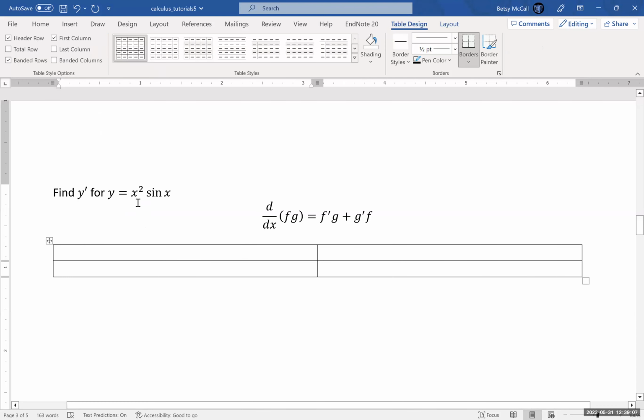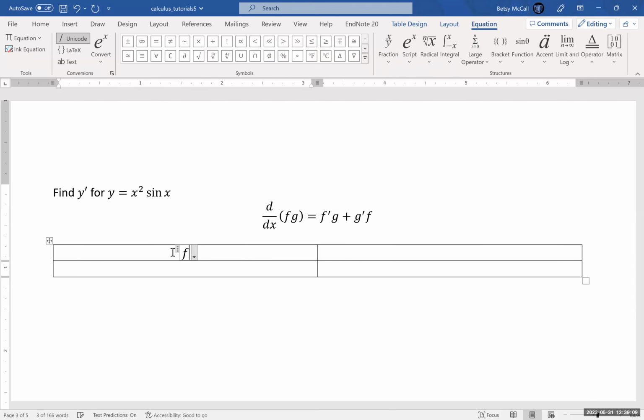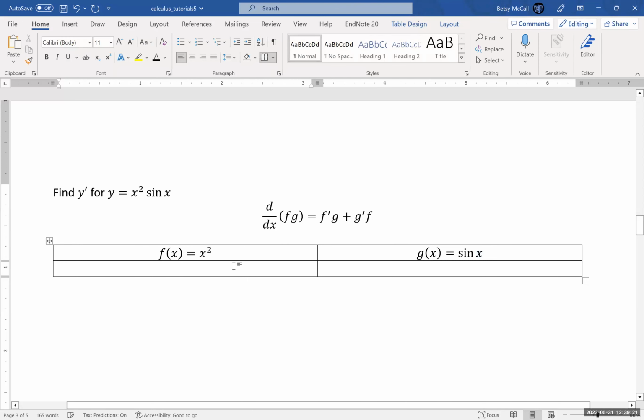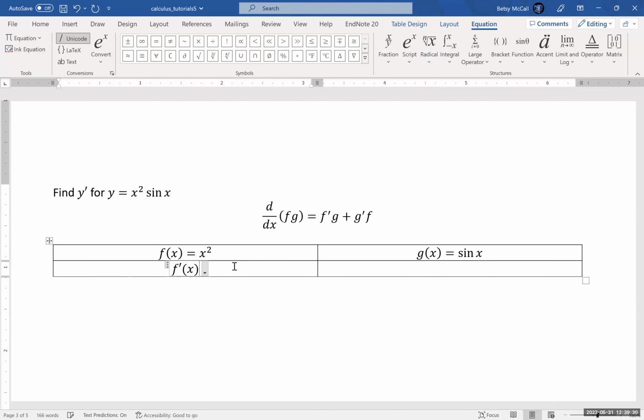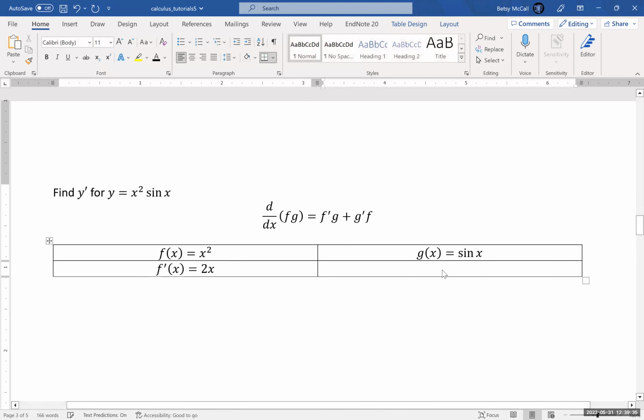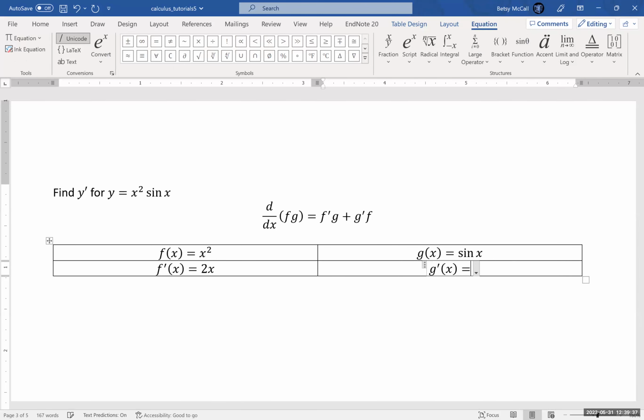So our f function in this particular case is going to be x squared. That's the first thing in our product. And our g is going to be sine x. And then the nice thing about making the table is that we can then take the derivative of each term separately without having to keep everything in our heads at the same time. So f prime of x is then equal to 2x, and g prime of x is equal to cosine x.